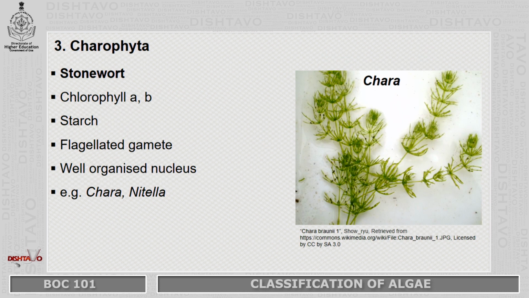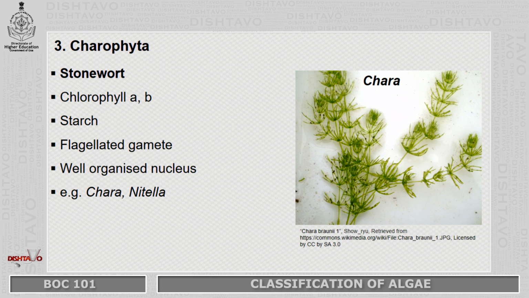Division 3 is charophyta. These charophyta members are commonly called stoneworts because they are a little bit hard to touch, you feel them a little bit brittle because they have some kind of calcium substance in the plant body, and the major pigments are chlorophyll A and B. Starch is the major reserve food, and the gametes are flagellated in this group.